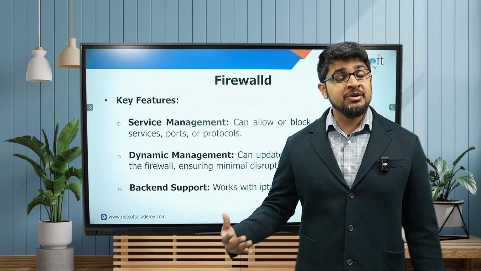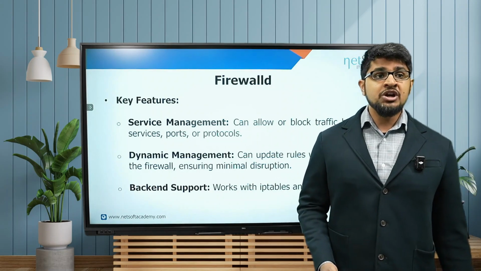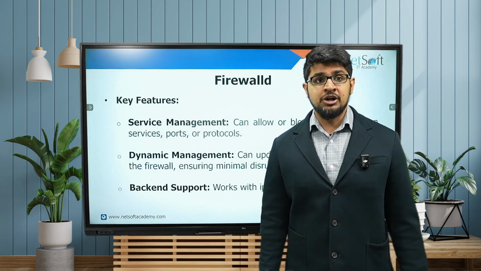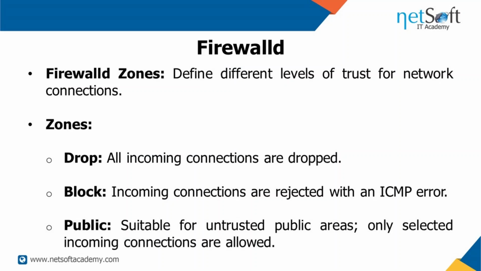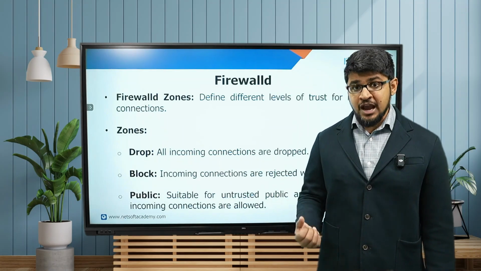It's also backwards compatible and works with things like iptables or nftables for those of you who are using more legacy-based firewall rules. So a Firewalld zone is, again, a different level of trust based on certain network conditions. And the zones you might find and configure with Firewalld are the drop zone, where all incoming connections are simply dropped. There's the block zone, where incoming connections are rejected with a specific error.